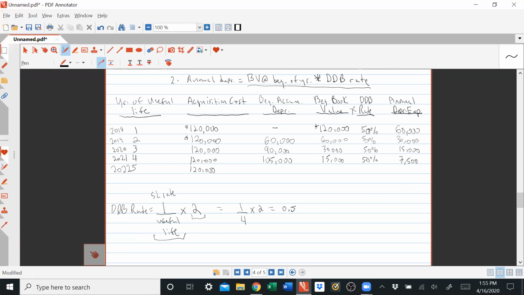$120,000. Beginning of year 5, the accumulated depreciation is $105,000 at the beginning of year 4, plus the depreciation during year 4. So it would have $112,500 in it, the 105 plus the 7,500. Book value at the beginning of year 5 looks to be 7,500. And if we multiply 7,500 by 50%, that gives us what? 3,750.